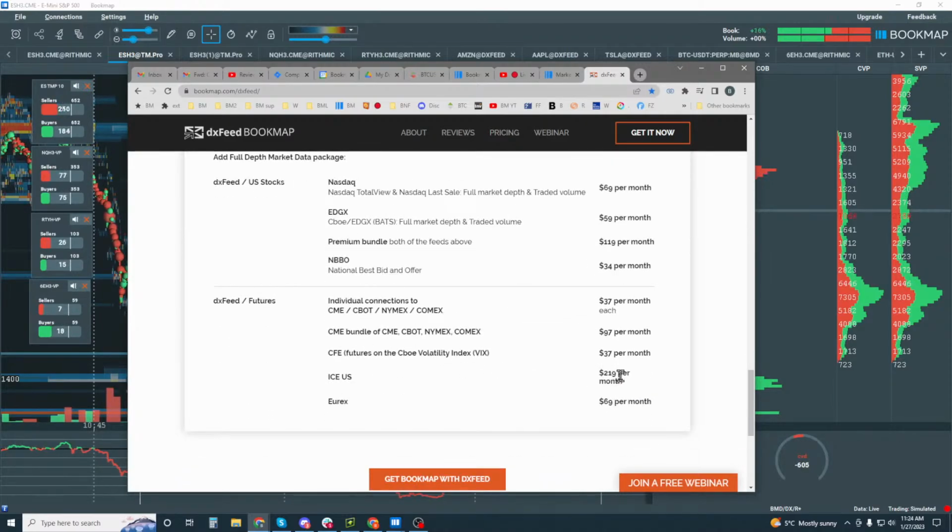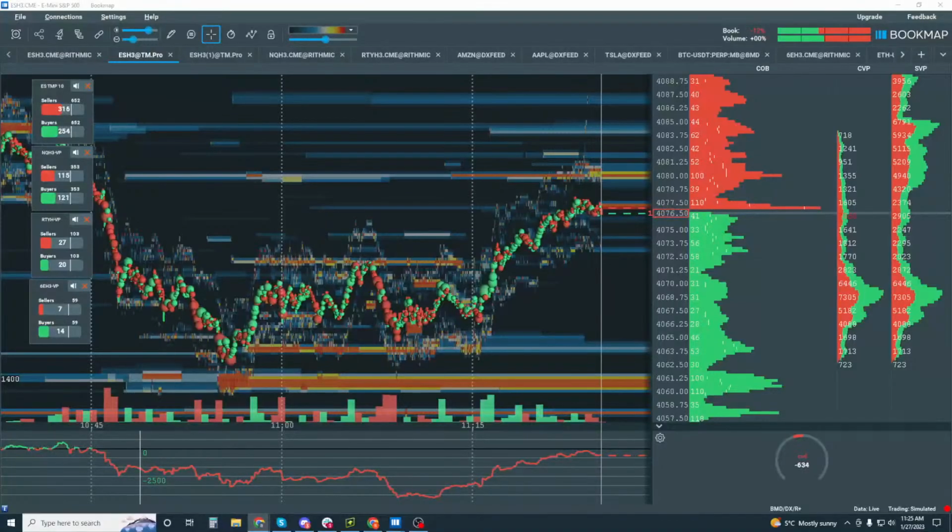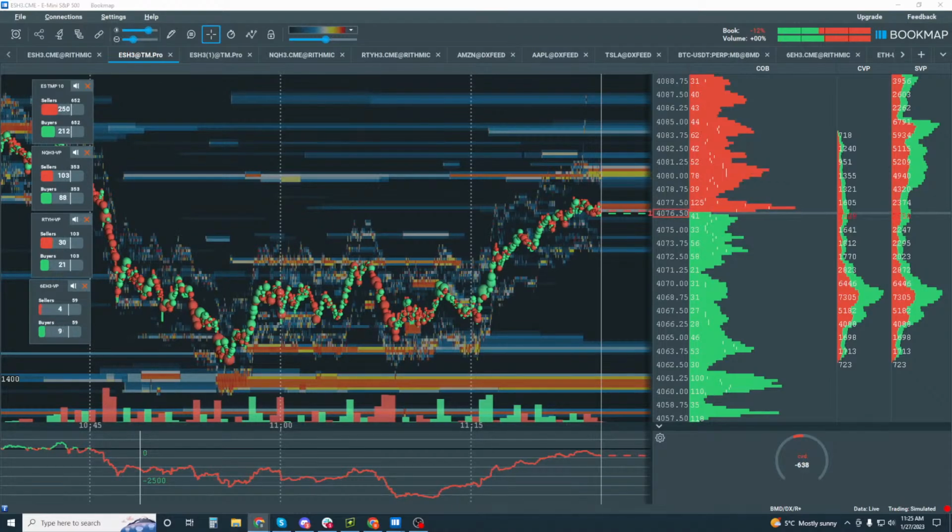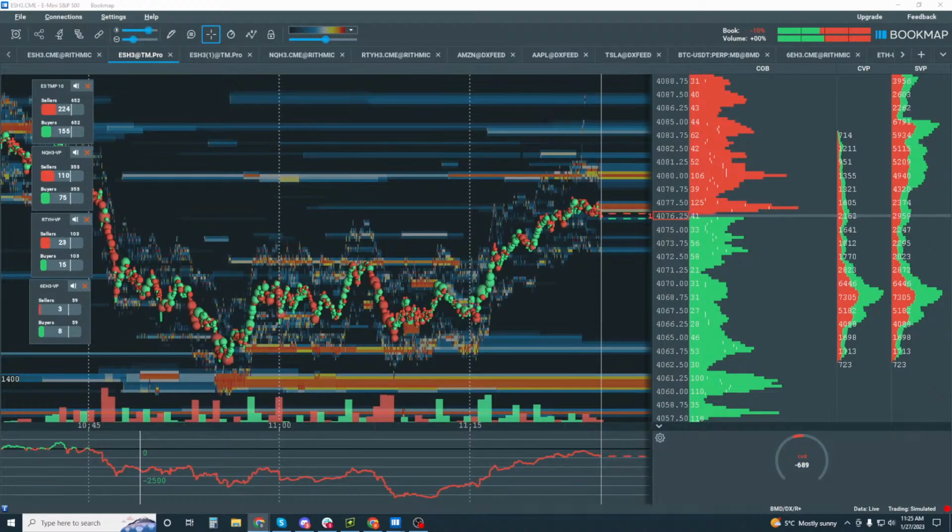Yeah, here's ICE right here. It's $219 a month, right? So that's from DXFeed. For Rhythmic, I don't know what it is. Maybe I don't know if it's offered on Rhythmic. I mean, I know it's offered on Rhythmic. Talk to your broker, or I think you can reach out to support.